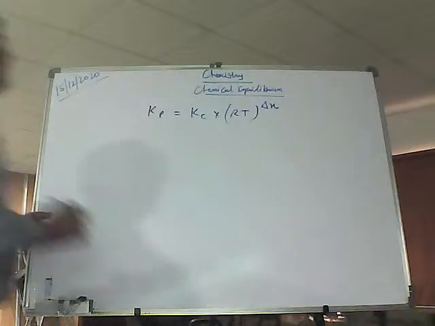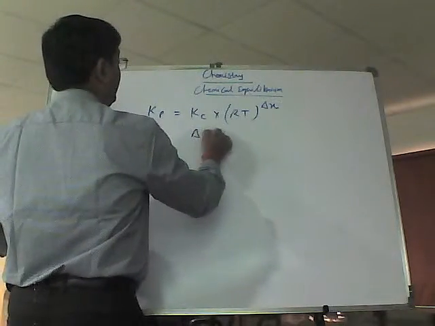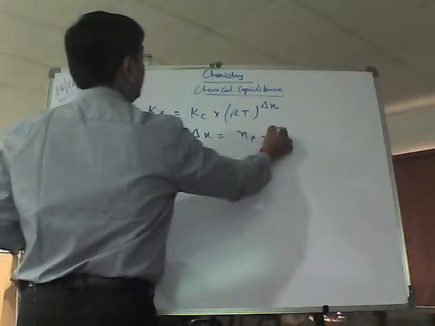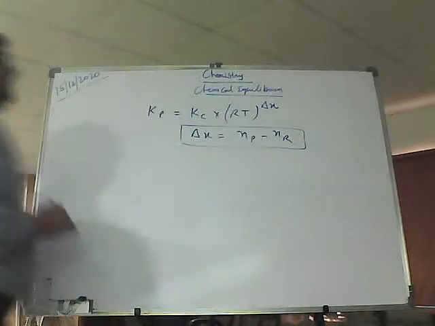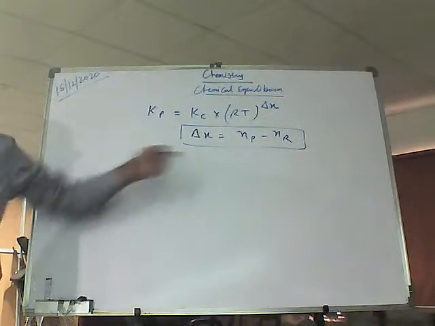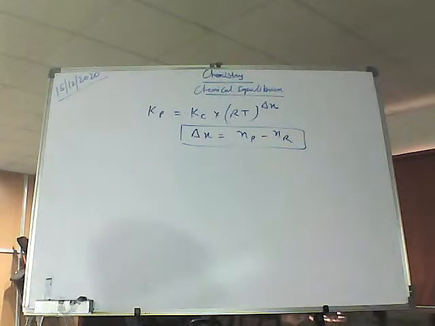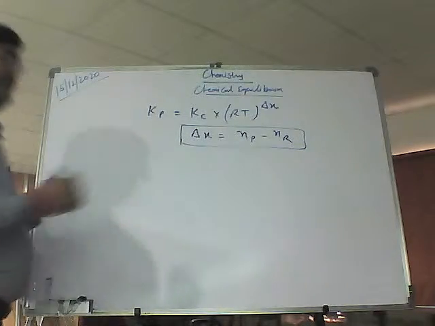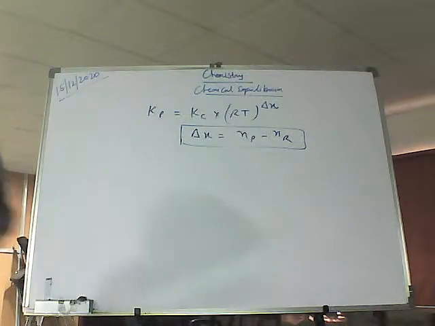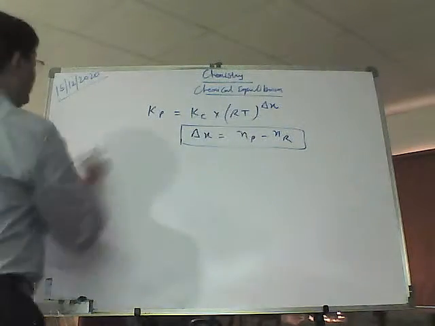Where delta x is the number of moles of the product minus the number of moles of the reactant. So delta x is the difference between the number of moles of the product and the number of moles of the reactant. Now, after that we will discuss three cases today, based on that relation.